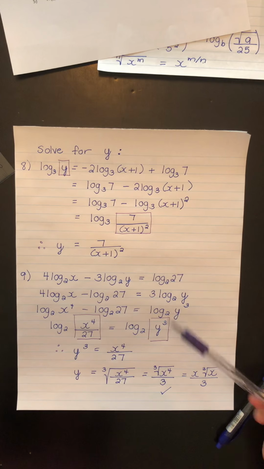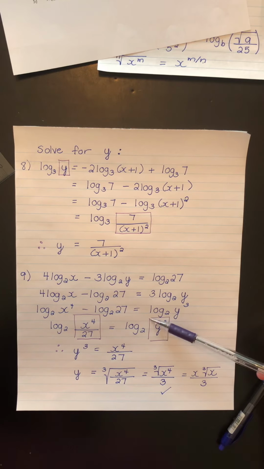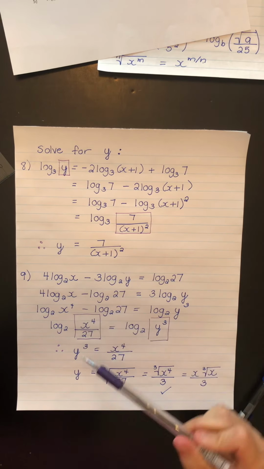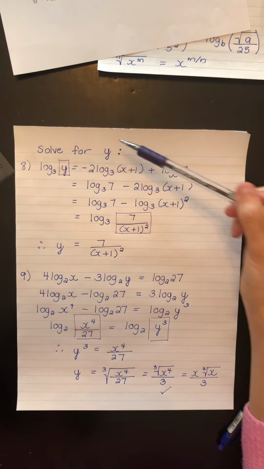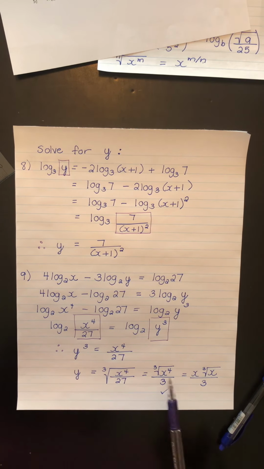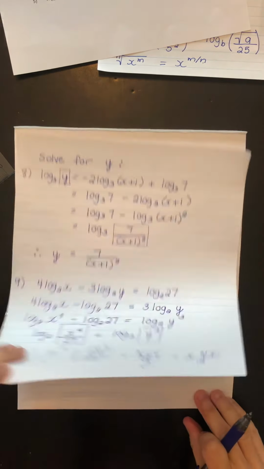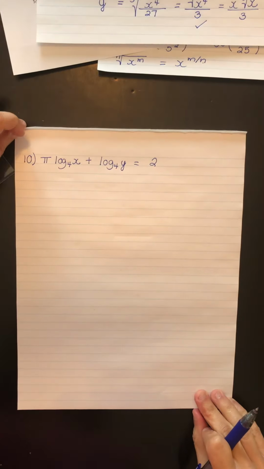Okay, so once we have a single logarithm on each side, that is the point at which we equate the two arguments, and then make sure we solve for y. So go from y cubed to y like that. Okay, one last example for this video.